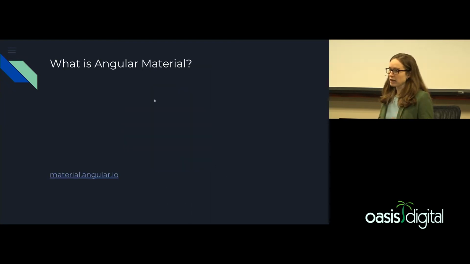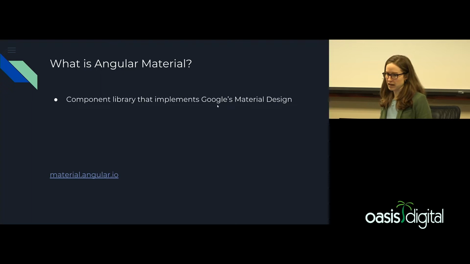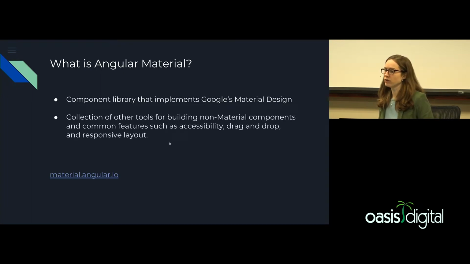Like I said, Angular Material is a component set, and it implements Google's Material Design. It also has a collection of other tools for building non-material components, and has some features that help with accessibility, drag and drop, responsive layout. But we're not going to focus on those parts today. We're going to focus on the aspects that relate to material design.